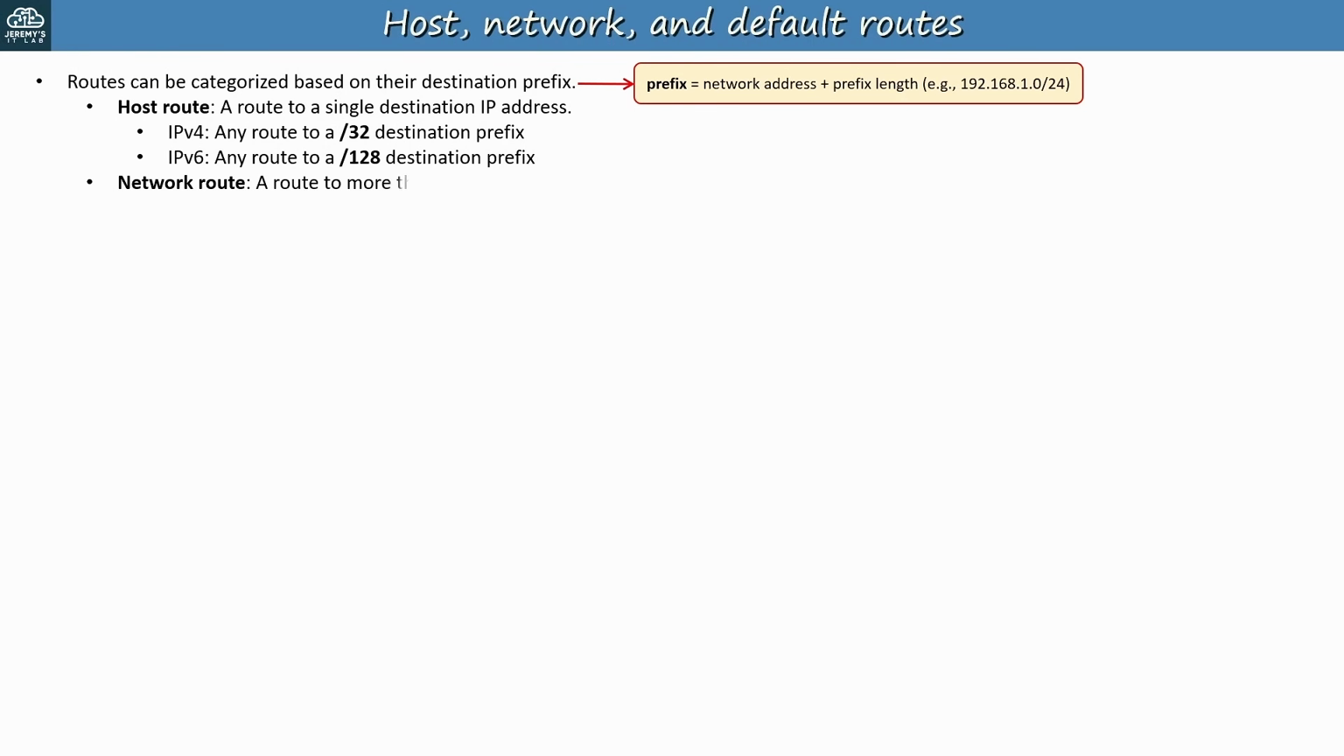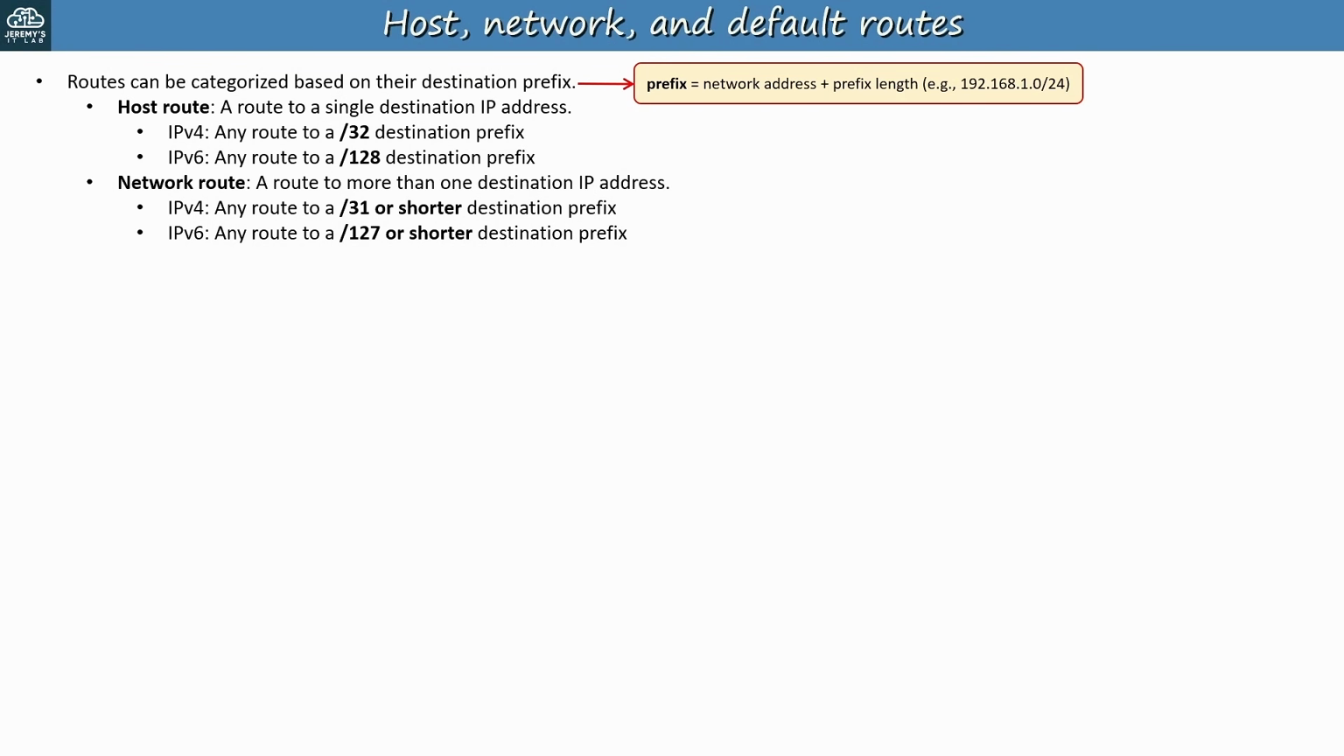A network route, on the other hand, is a route to more than one destination IP address. Instead of just a single address, it's a network of addresses, like a /24 subnet. In IPv4, that means any route to a /31 or shorter destination prefix. Shorter meaning a shorter prefix length, /30, /24, /18, whatever. And in IPv6, it's any route to a /127 or shorter destination prefix. Usually, this means /64, but it doesn't have to be.